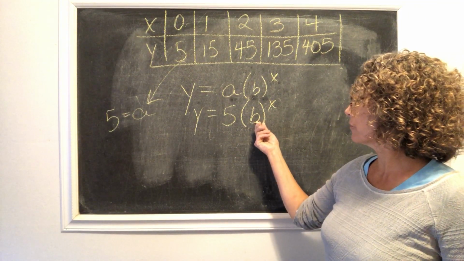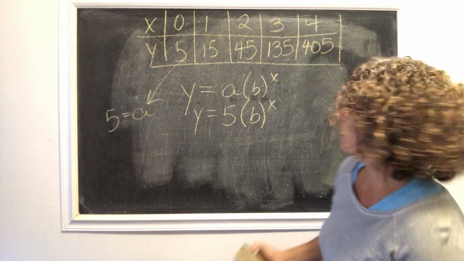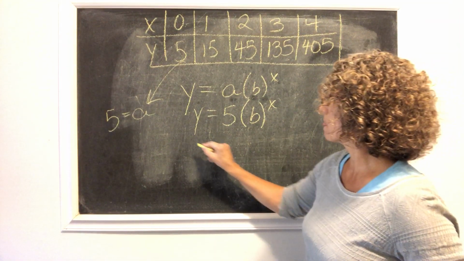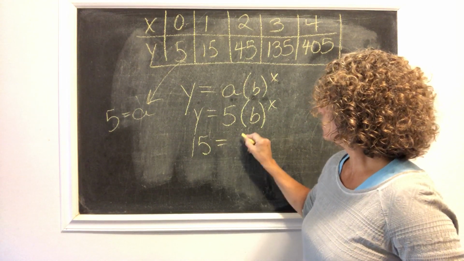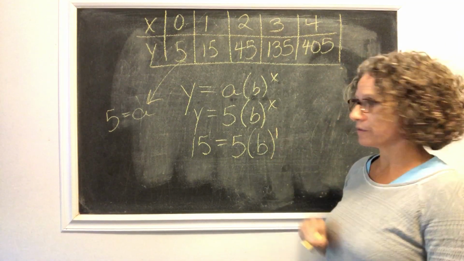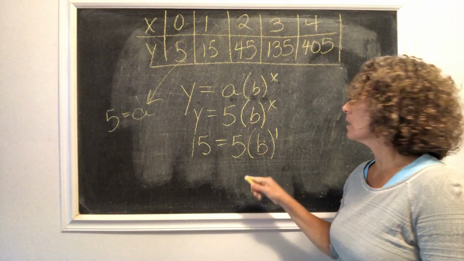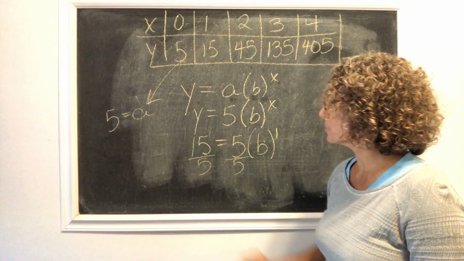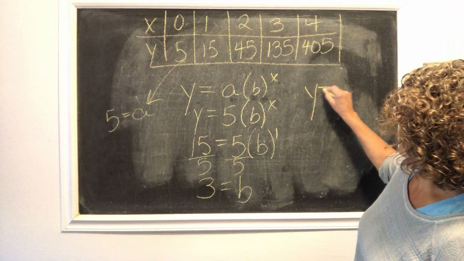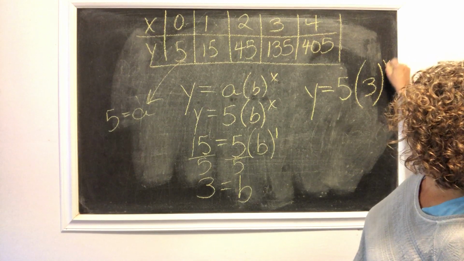Now all I have to do is solve for b. But I could do that if I know other coordinates. Okay, so let's just say I know coordinate 1, 15 is the next one, so I'm going to sub it in. So y equals 15, a equals 5, I don't know b, but b to the first power is just b. So in order to solve for b, I would divide both sides by 5, and dividing both sides by 5 gives me 3, and 3 is the value of b. So my final function that I write is 5 multiplied by 3 to the x power.